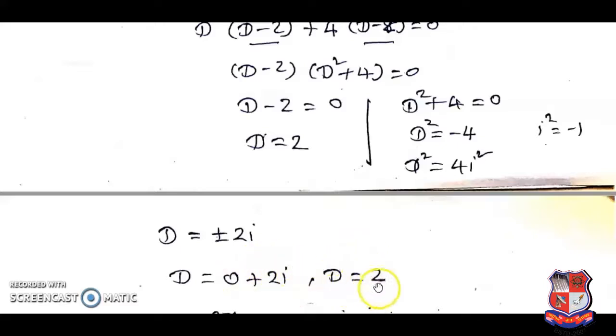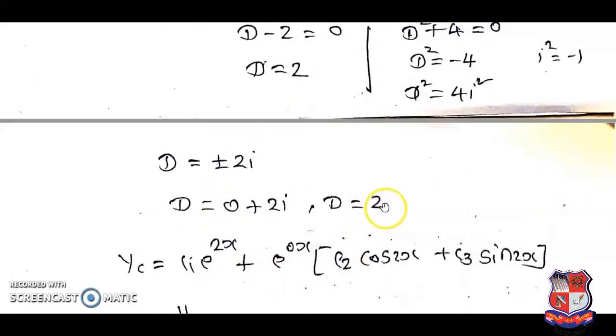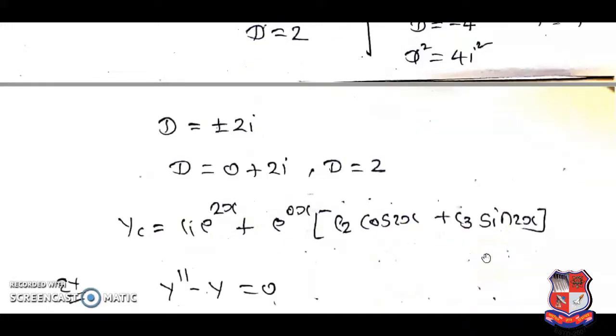So first we write down the solution for real non-repeated, second we write down the complex non-repeated. So c1 e raised to 2x plus e raised to 0x because of the exponential form, because it has a real part and an imaginary part. So e raised to 0x times c2 cos 2x and c3 sin 2x. Why do we consider c2? Because c1 we have already considered.